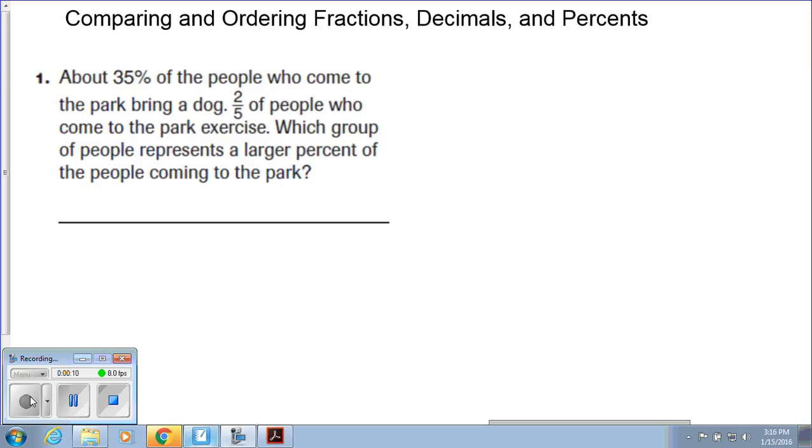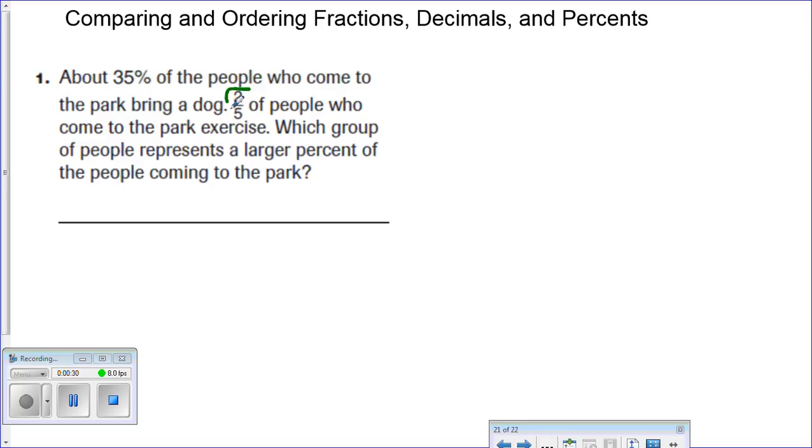Let's take a look at this example. About 35% of people who come to the park bring a dog, and 2/5 of people who come to the park exercise. Which group of people represents a larger percent of the people coming to the park? When we use fractions in word problems, it's kind of hard to read, but this 2/5 is saying that 2 out of every 5 people who come to the park are going to be exercising.